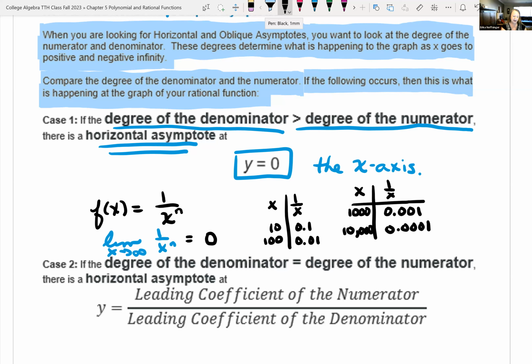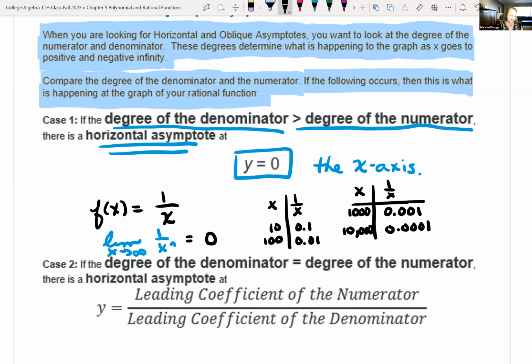And so if I have an exponent n that is a positive integer, that is just going to grow faster than what I had just done, or it's just going to head to 0 faster than what I had just done. So if the degree of the denominator is larger than the numerator, we have a horizontal asymptote at y equals 0.